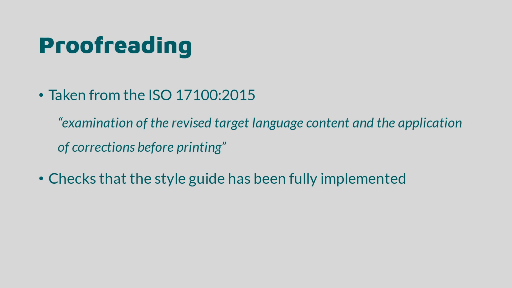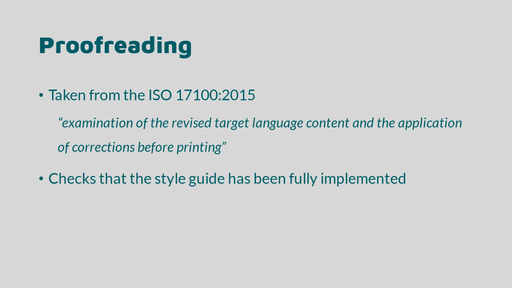Proofreading is the examination of the revised target language content and the application of corrections before printing. This would be a final stage in the linguistic quality assurance process and would be carried out on the target text as a standalone document. Proofreading would usually be carried out in accordance with the style guide, which is defined as the set of editing and formatting instructions for the specified document. This should have been included as a reference file to accompany the translation files or package, so that these considerations could be taken into account during the translation stage.